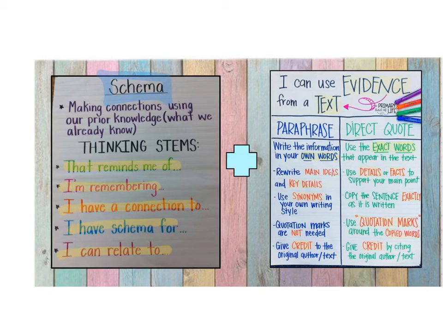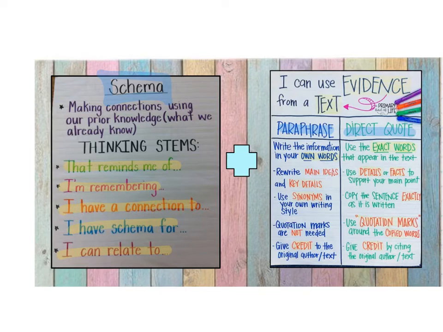And we must understand more about evidence as we're thinking about another part of that formula for inferencing. I can use text evidence, or I can use evidence from a text. Now there are different ways that you can use evidence. There's paraphrasing and there's directly quoting. Let's look at the difference between those two. Paraphrasing is when the information is in your own words, whereas an exact or direct quote uses the exact words that appear in the text.